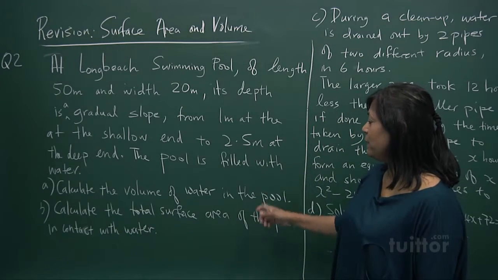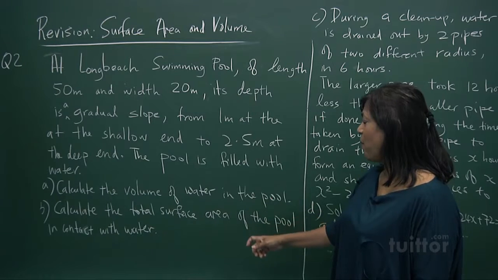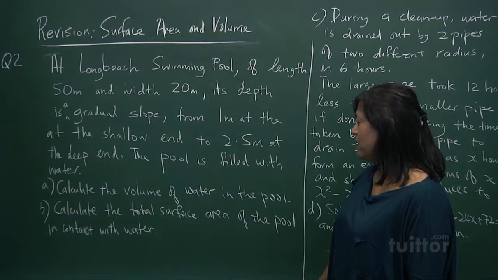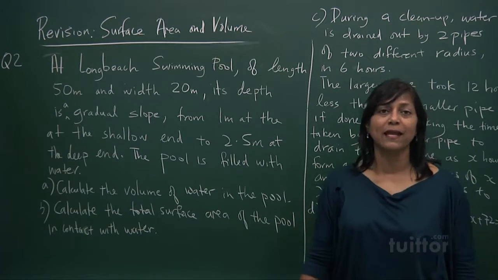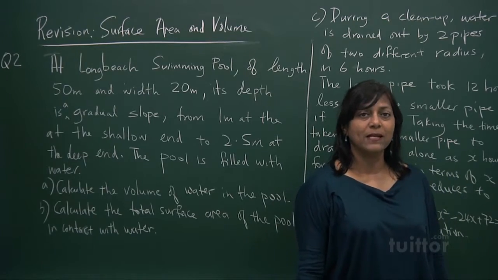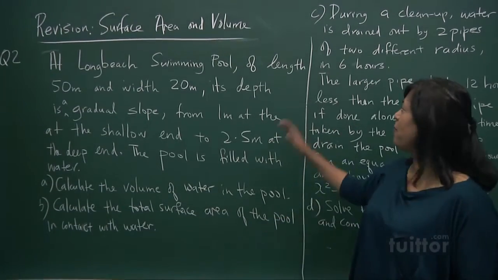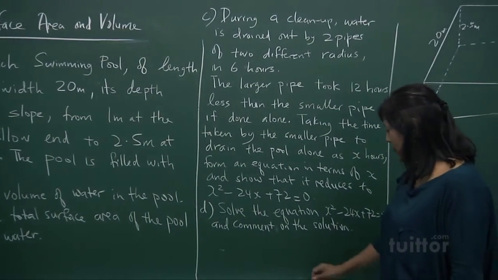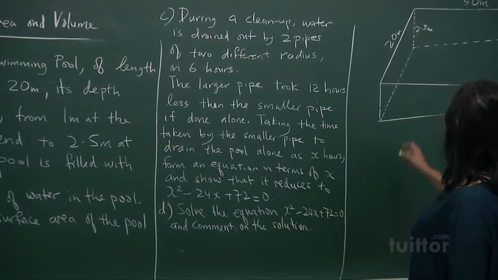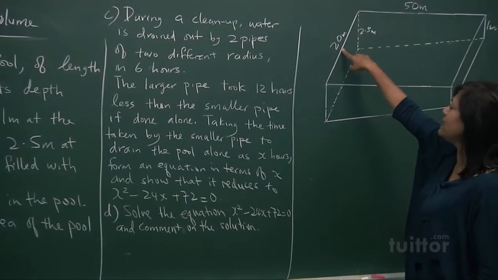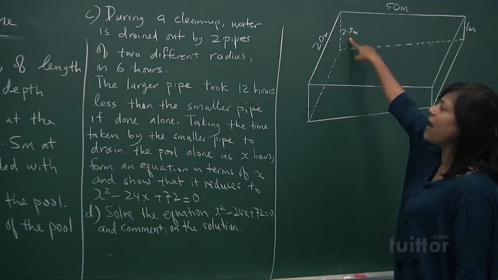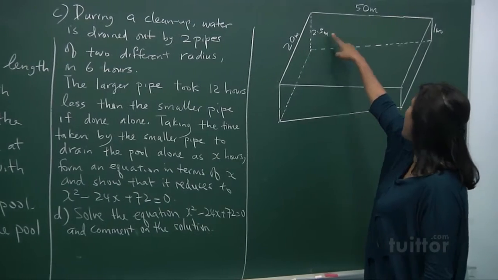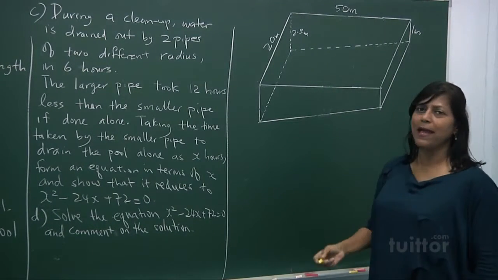The pool is filled with water. Calculate the volume of water and the total surface area of the pool in contact with water. Now let's do these two parts first before we move on to the next part about cleaning up the pool. Now you look at the pool, 50, 20, and you've got 2.5. This is the deep end and that's the shallow end.